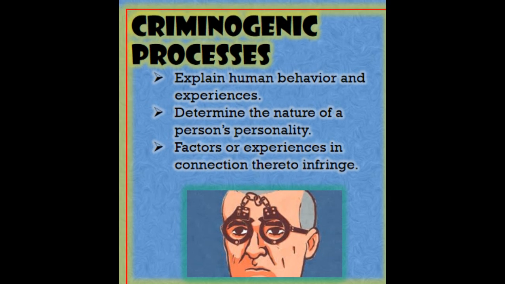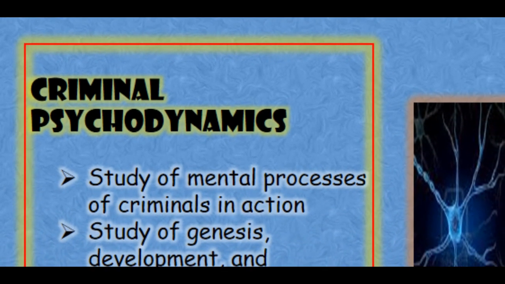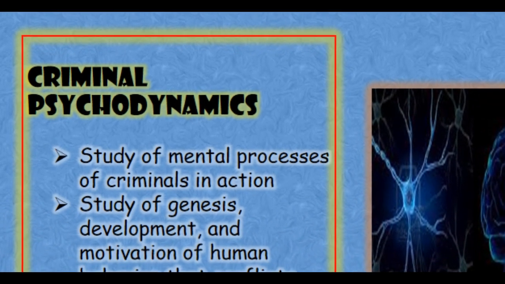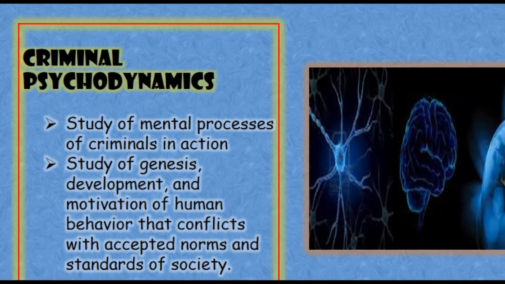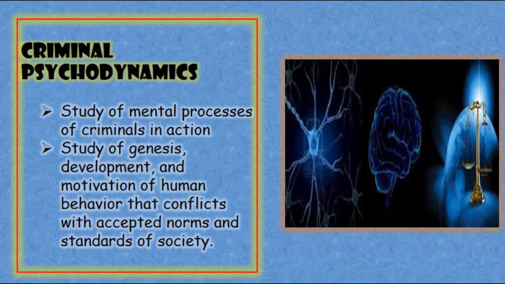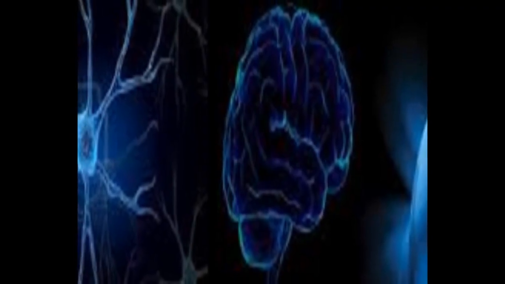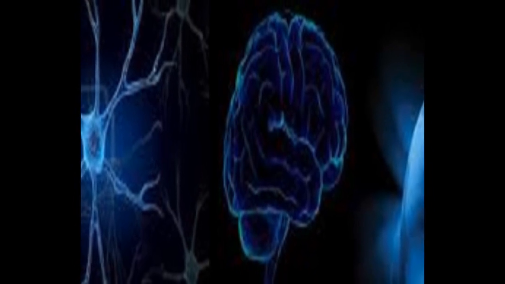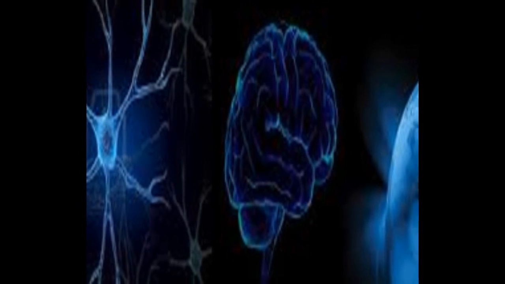Next, we are going to proceed with the so-called criminal psychodynamics. Under criminal psychodynamics naman, it refers to the study of the mental processes of criminals in action. In comparison with the term that we have discussed a while ago, criminogenic processes are focused on human behaviors in relation to the experiences of the person. In this term naman, we are going to study mental processes.